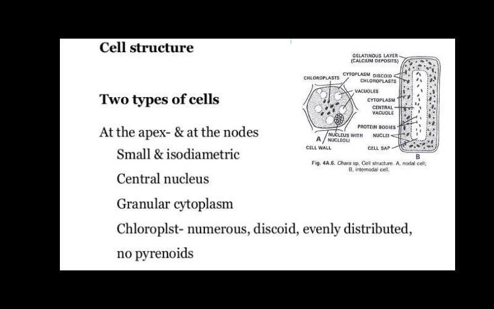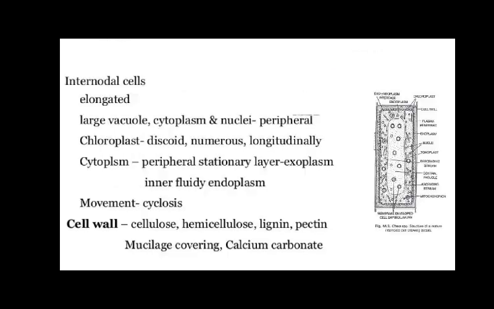With chloroplasts, when we look, they are discoid, numerous, evenly distributed, and there are no pyrenoids. Vacuoles are present, but they are very small. You can see that the chloroplasts are numerous and evenly distributed. When we take a closer look at the internodal cells, they are usually elongated cells with a large vacuole in the center, and cytoplasm and nuclei are displaced to the peripheral region. Chloroplasts are again discoid, numerous, but arranged longitudinally.